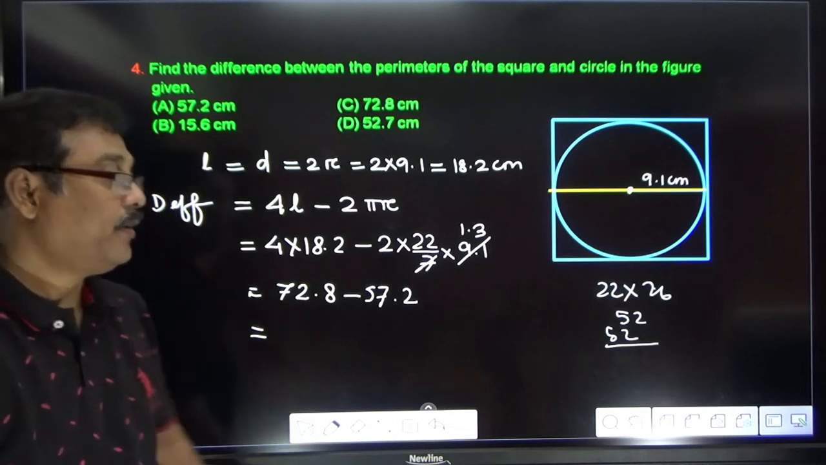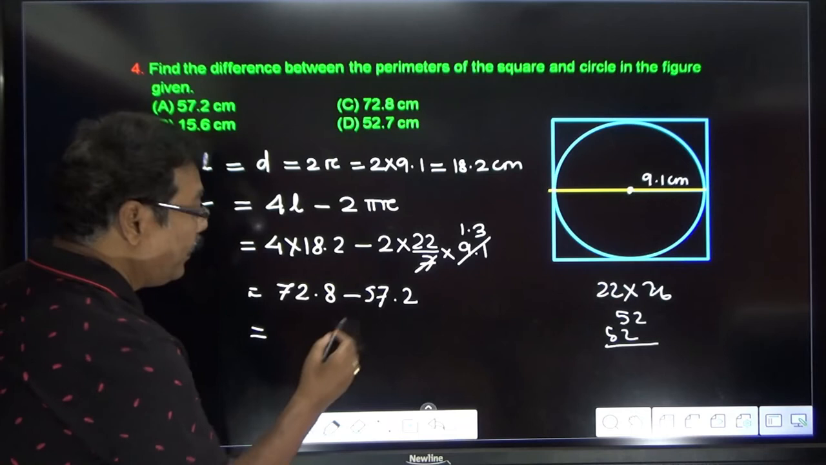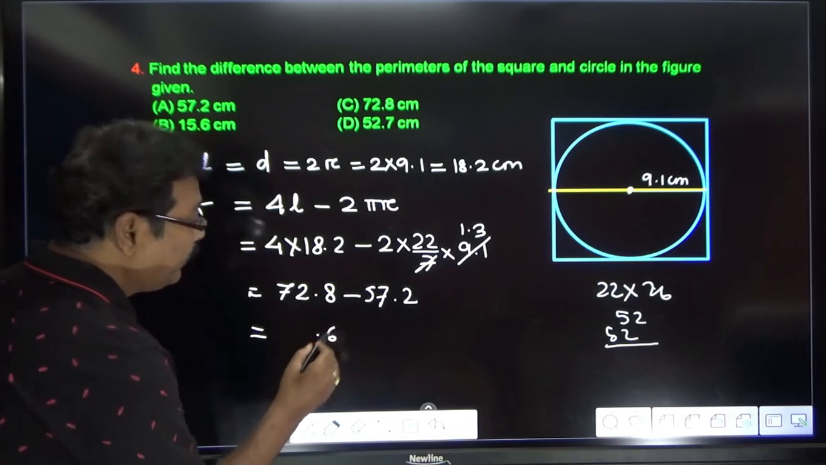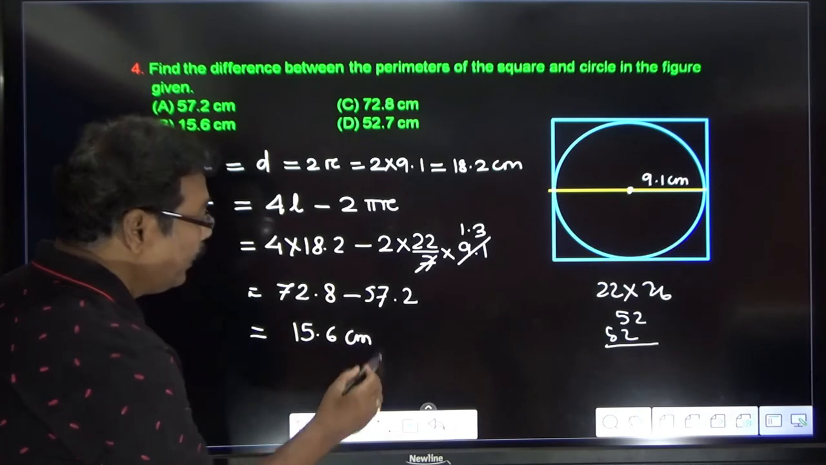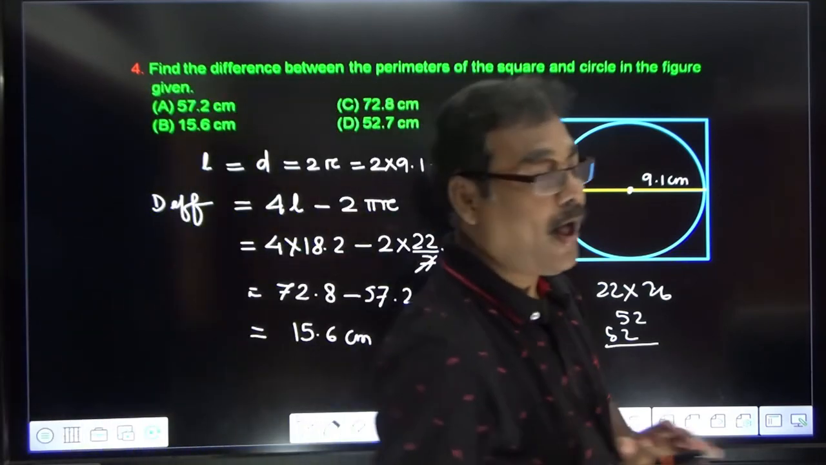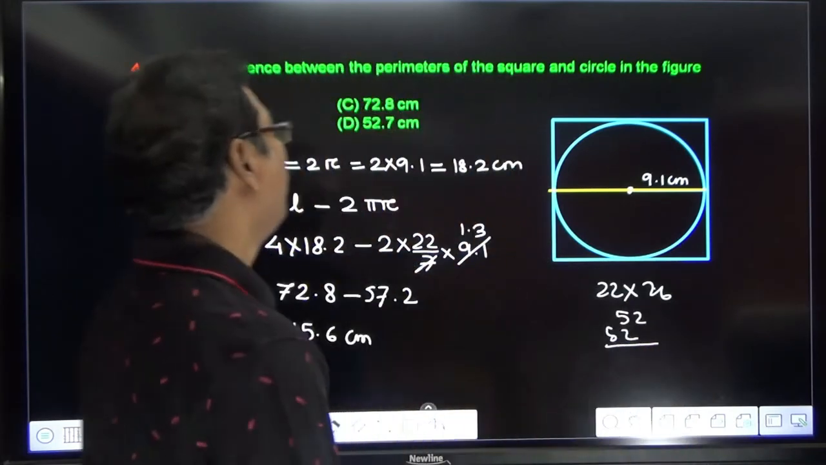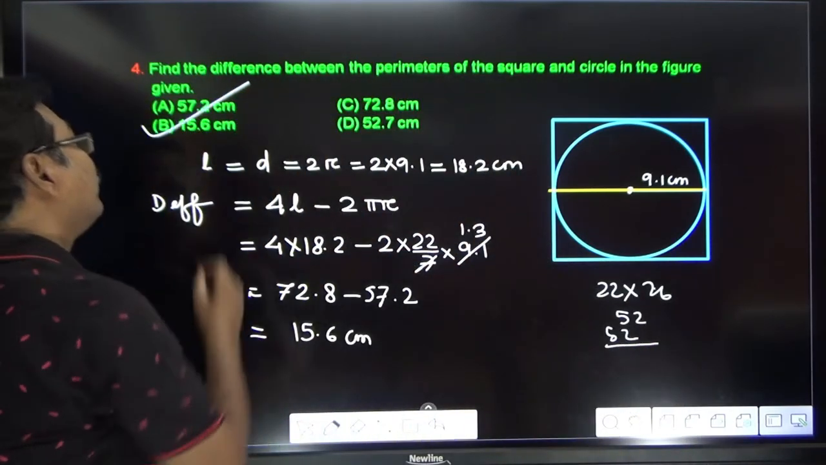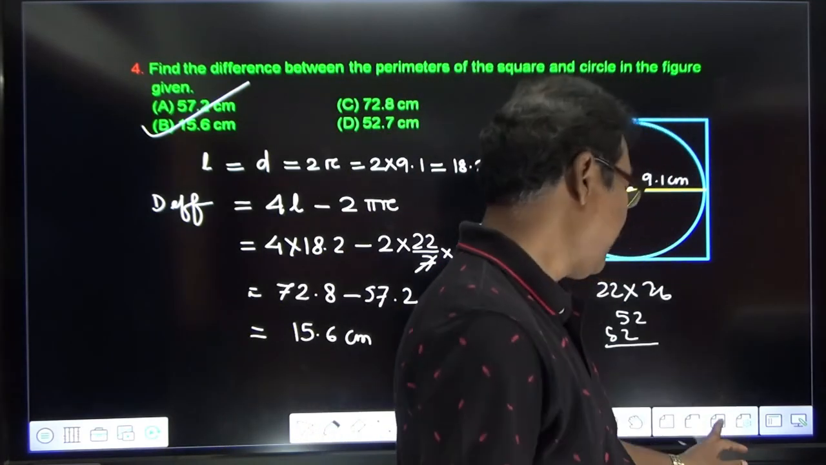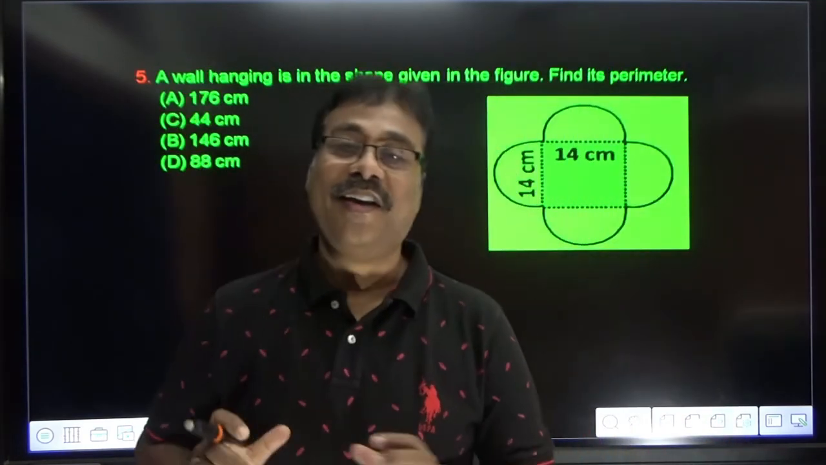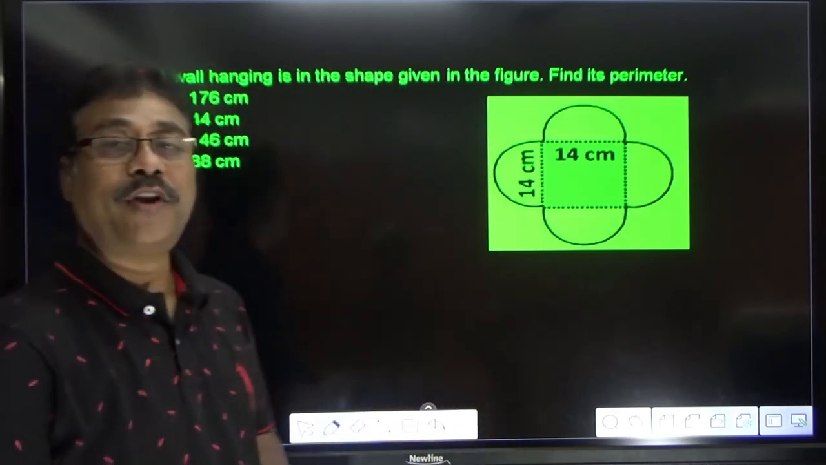So that multiplication you should do, na? Now, if I subtract what I am getting, this will be 0.6, and I think it is 15.6 centimeter, and 15.6 centimeter is our answer. If you have written it correctly, fine. 15.6 is in your option B, so option B is correct. Okay, right. Now let's go to the next one.